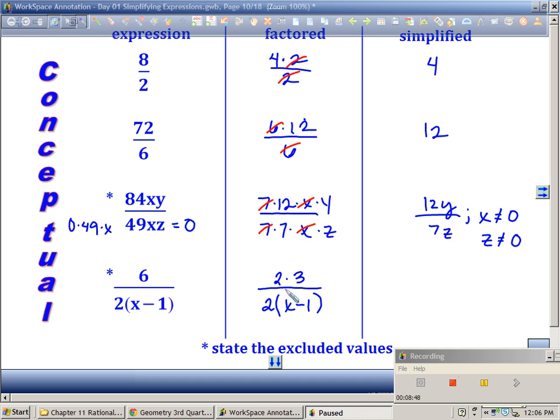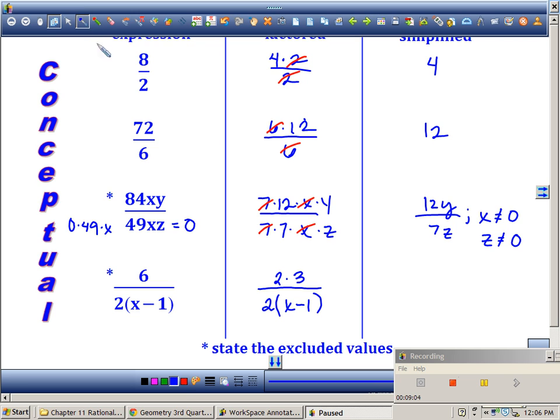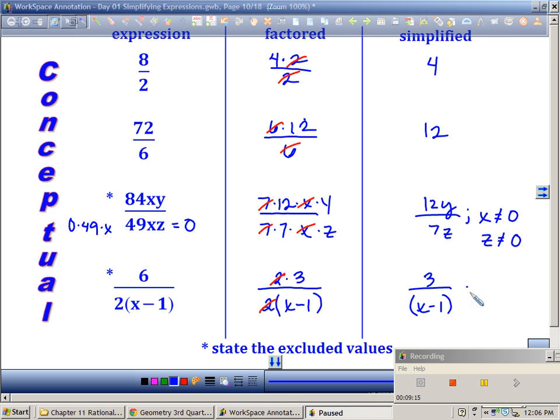All right, so what can I cancel from the numerator and the denominator? Good. I can cancel my 2's. So I'm finally left with 3 divided by the quantity x minus 1. But again, I have an excluded value. Raise your hand if you can tell me what my excluded value is.